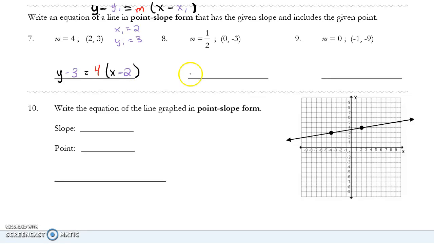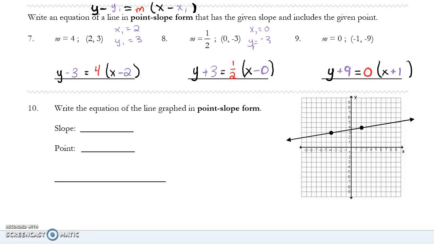Okay, let me try one more with you. I have my y and my equals, so I'm kind of setting the table up here. My slope is 1/2, but this time my x1 is 0, so it doesn't matter if I add or subtract because it doesn't change a thing. And my y1 is negative 3. So instead of having minus 3, since it's a negative, minus negative 3, which is plus 3. Go ahead and press pause and try number 9. And you can check.